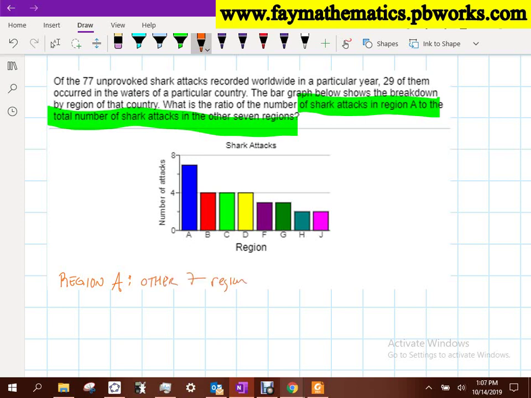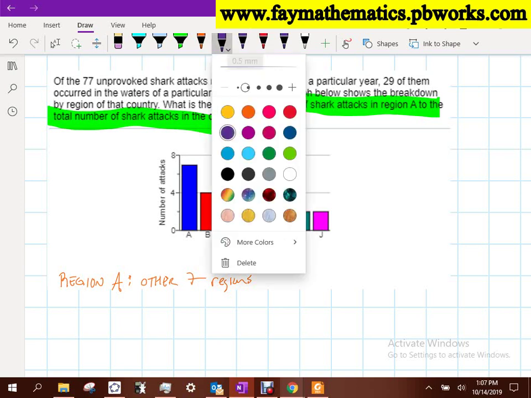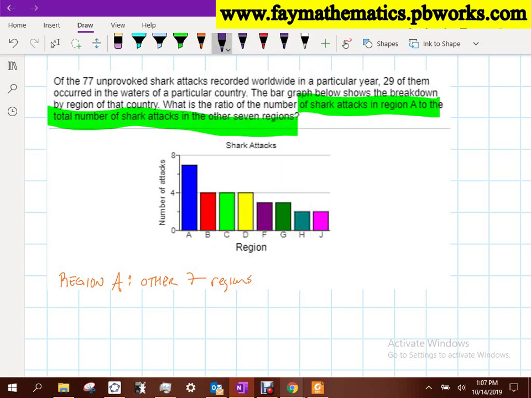Okay. I also need to be able to read graphs. Does anybody know what kind of graph this is called? Bar graph. All right. So we got a bar graph here. Now, if this is 4, that's 8. Half mark would be 6, right? So that would be 7. So region A has 7. Region B has 4, 4, 4. F is going to be 3. G, 3. H and J are both 2, right? Okay.